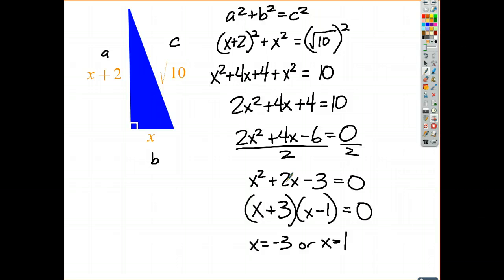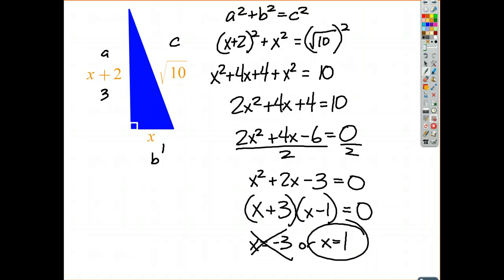Now, if I plug this back in, negative 3 doesn't work. You can't have a side length of negative 3, and if I plug in negative 3, that's not going to work either. So this is an extraneous solution. So let's try 1. If I put 1 here, then 1 plus 2 is 3. 1 squared is 1, 3 squared is 9, 9 plus 1 is 10. If I take the square root of that, I get the square root of 10. So your solution here would be that x is equal to 1.